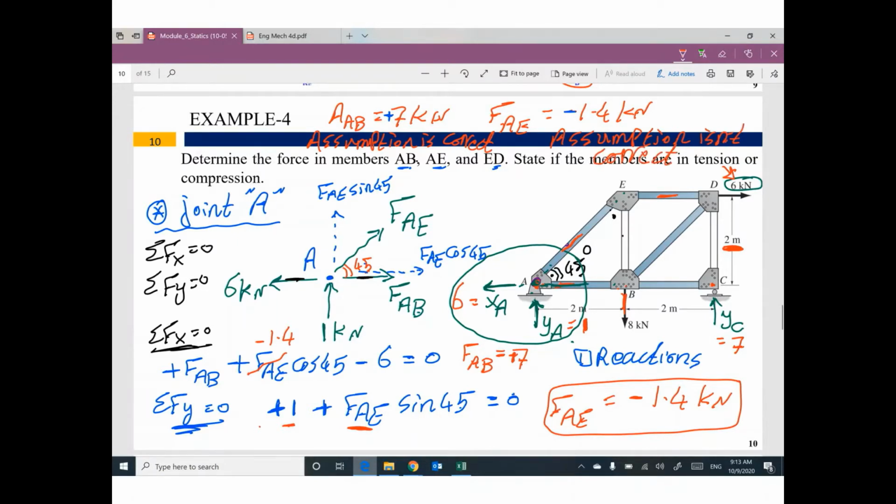What do you mean? I mean, for AB, you assumed it as a tension, pulling this point. So it's tension. Yeah, it's correct, tension. For FAE, I assumed it tension. But your value is negative. You assumed wrong direction. You should assume it compression. So I will not change any. Just I will say this value is 1.4 and it's compression. This value is 7 and it's tension. That's it.